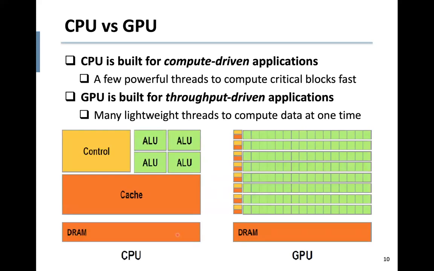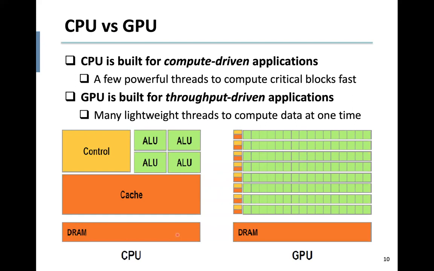Before we talk about how we use GPU to accelerate STA, I want to briefly show you the difference between CPU and GPU. I know some of you may already know what a GPU is, but just in case you don't have much experience with GPUs. CPU is built for compute-driven or compute-intensive applications. It has a few powerful threads to compute critical blocks very, very fast. GPU, on the other hand, is built for throughput-driven applications. GPU has many lightweight threads to compute a huge amount of data vectors at one time.